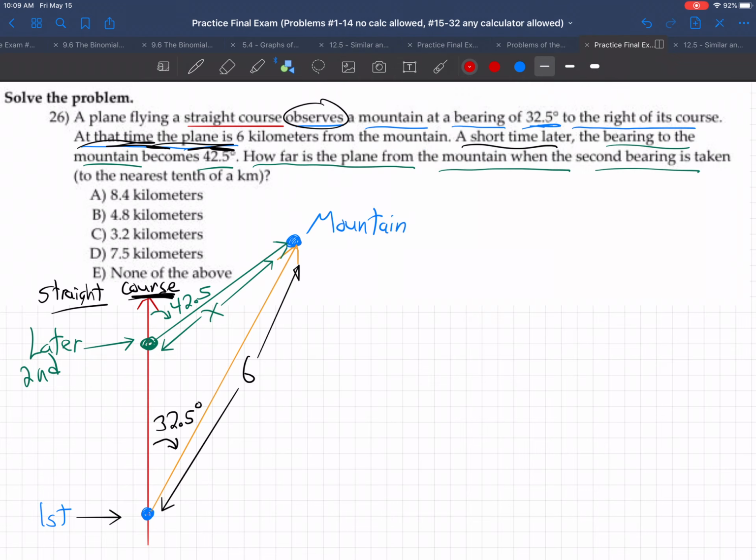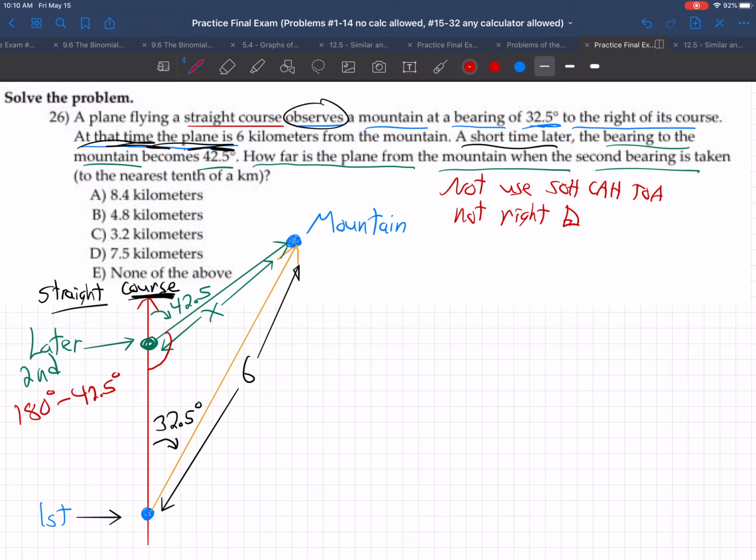Well, it's not a right triangle, so we're not going to use any of the SOHCAHTOA stuff because it's not a right triangle, is it? So instead we're going to use either law of sines or law of cosines. First thing would be to get this angle right here. How can we get that angle? Well, that's going to be 180 minus the 42.5, isn't it?